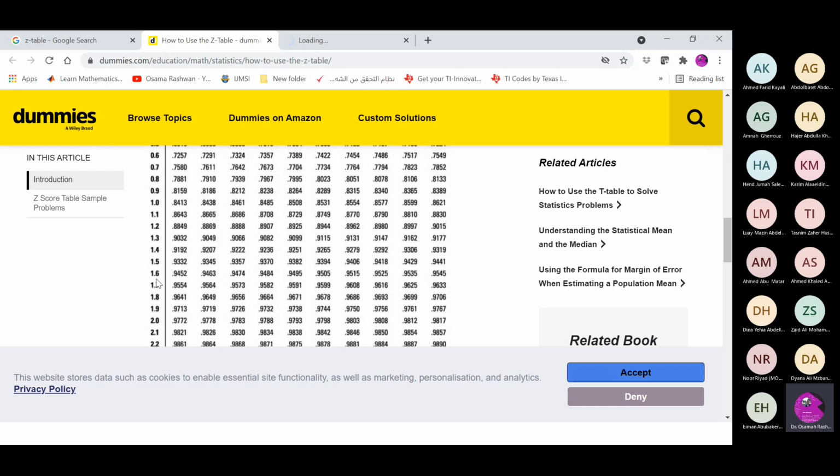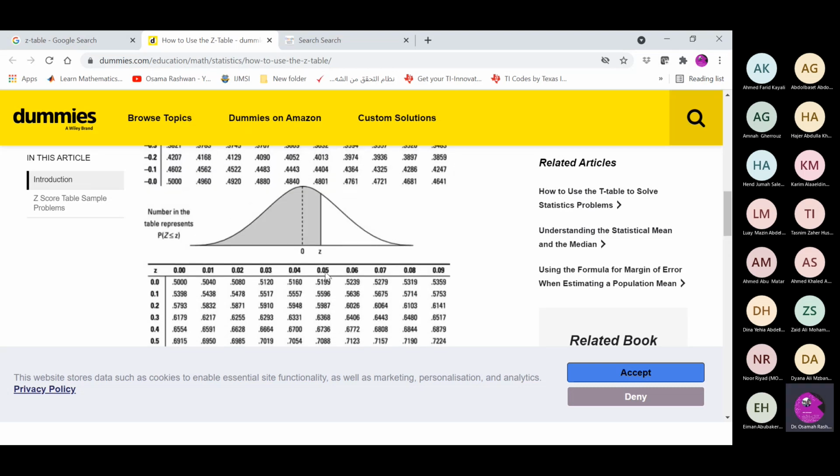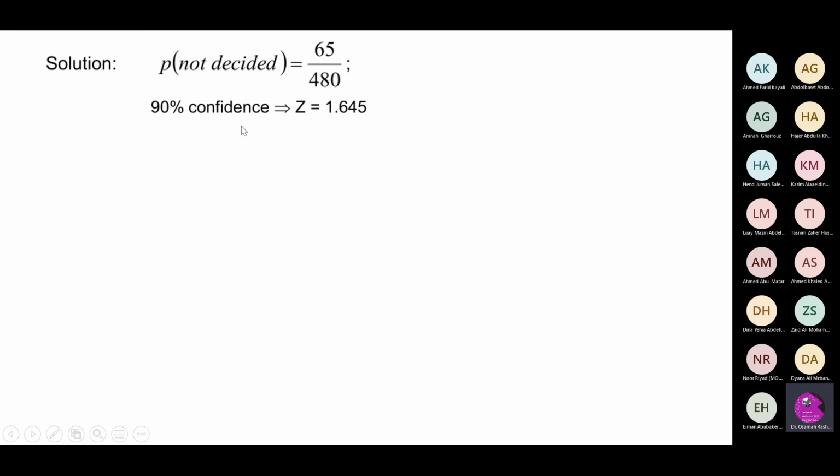So I'll catch the main value of Z, which is 1.6, and I'm looking for this one under which decimal place. It is under 0.04 plus 0.05 over 2 and add it to 1.6. So my Z will be 1.645. Now I have the proportion of the sample. I get the Z of alpha over 2, or this is the Z of 1 minus alpha over 2, because I got it from the Z positive, right?